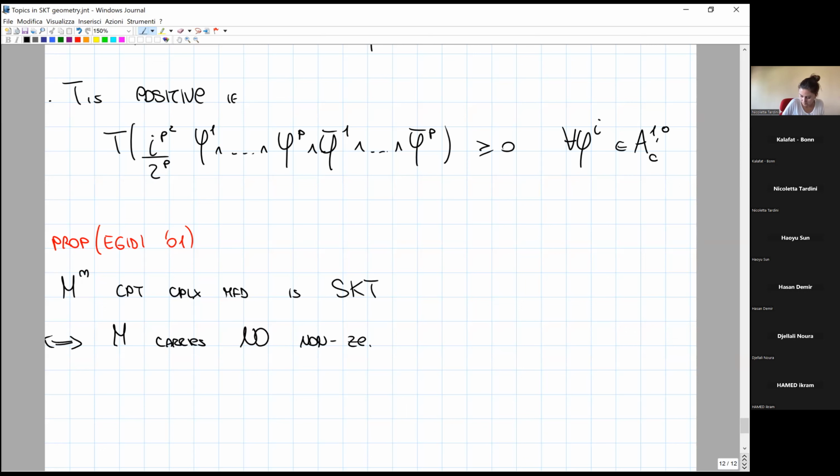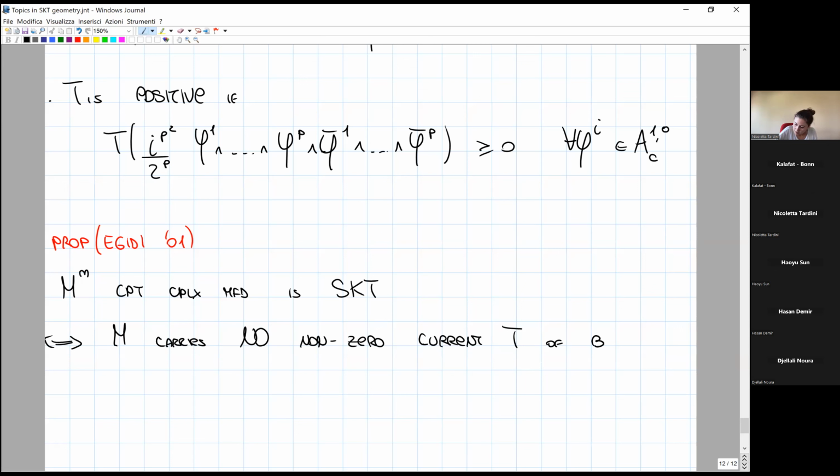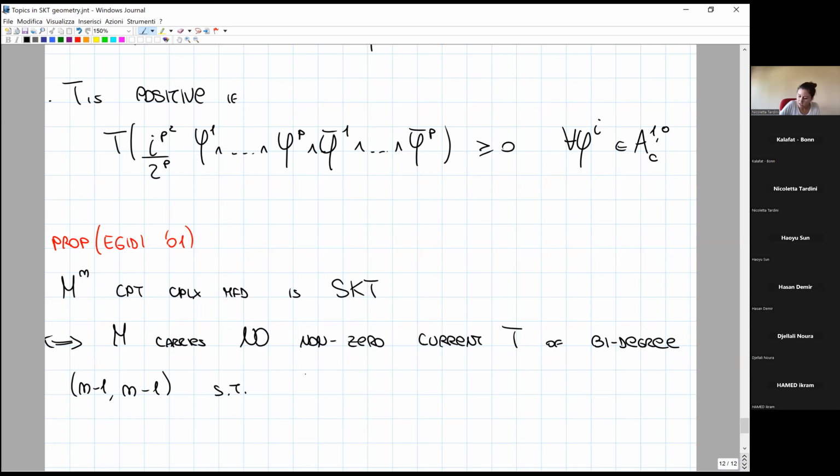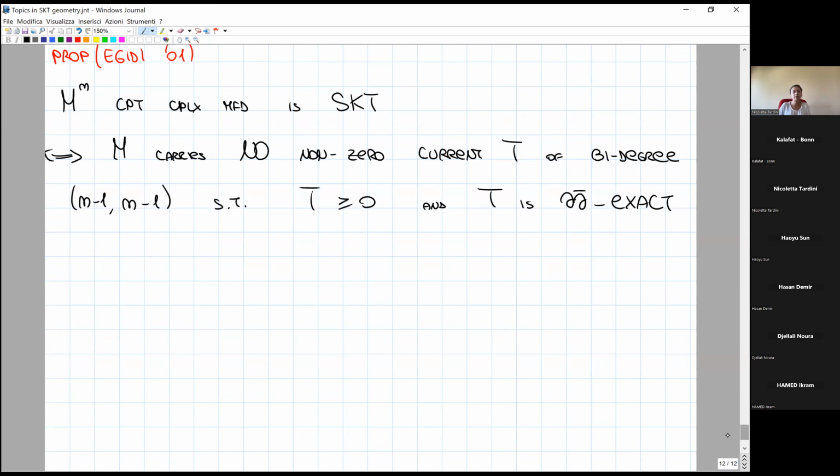A compact complex manifold M is SKT if and only if M carries no non-zero current T of bidegree n minus one, n minus one, or if you want, of bidimension (1,1), such that T is positive and T is delta bar exact. So you have an SKT metric if and only if there are no currents with this property. So there is, I mean, no current of bidegree (n-1,n-1) that is positive and delta bar exact.